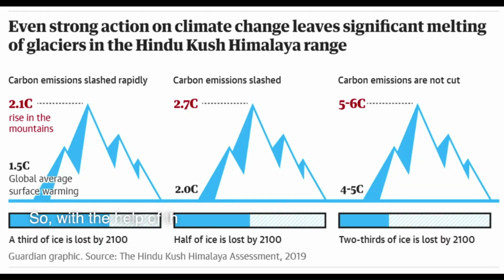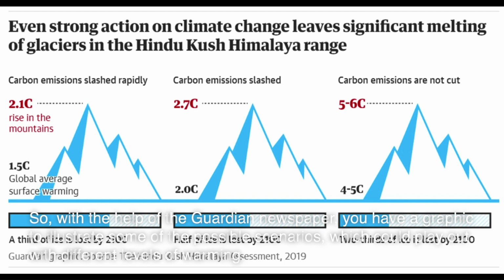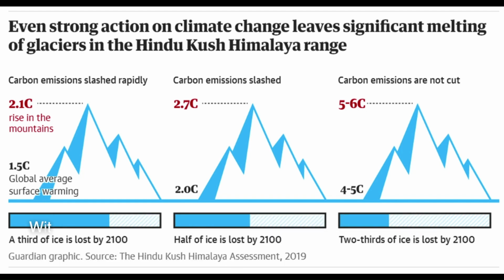So, with the help of the Guardian newspaper, we have a graphic to illustrate some of the possible scenarios which could play out with different levels of warming. With an average 1.5, a third of the ice in the Himalayas will be lost by 2100. With a warming of 2 degrees, we have half the ice lost by 2100. And with more excessive warming of 4 or 5 degrees, we end up with 2/3 of the ice lost by 2100.